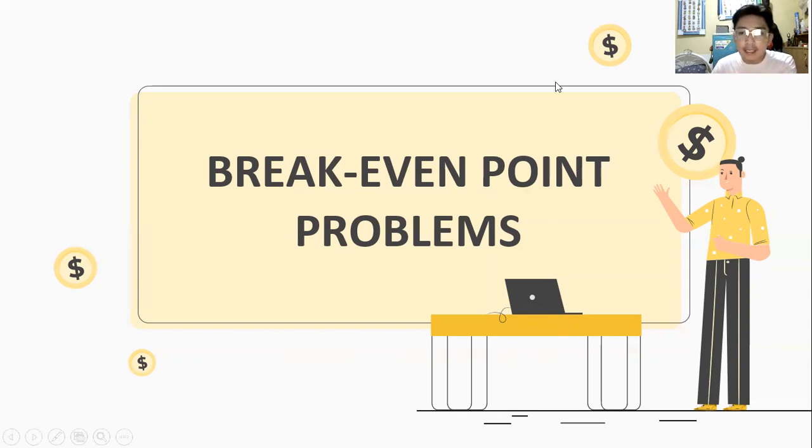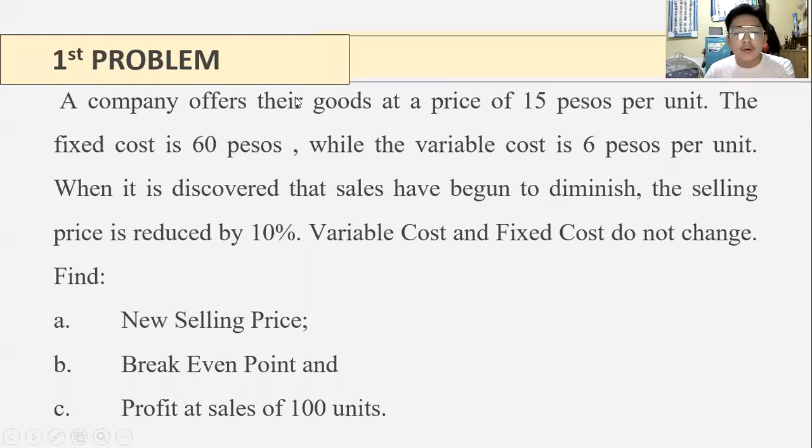So to further explain this, let's have this example problem that I made. A company offers their goods at a price of 15 pesos per unit. The fixed cost is 60 pesos, while the variable cost is 6 pesos per unit. When it is discovered that sales have begun to diminish, the selling price is reduced by 10%. Variable cost and fixed cost do not change. First, we're going to find the new selling price. Second, we're going to find the break-even point. And third, we're going to find the profit at sales of 100 units.